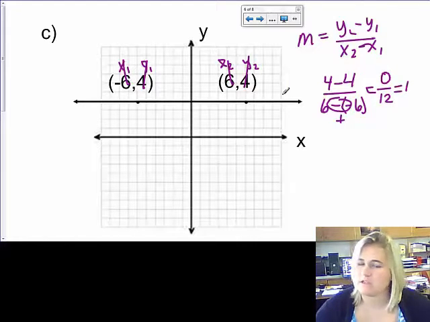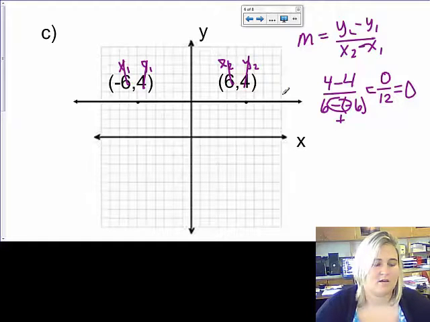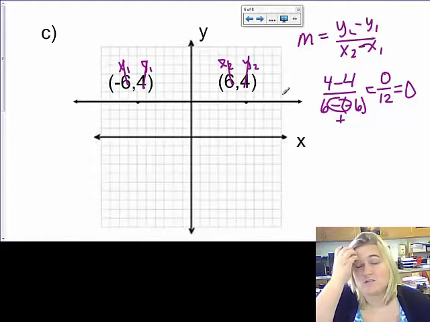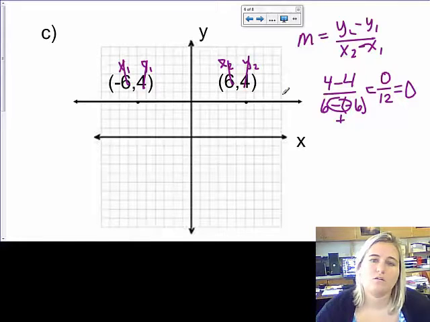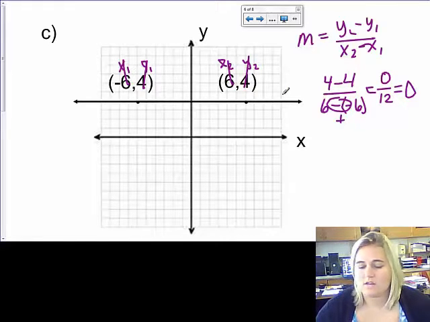You can see, looking at this horizontal line, it doesn't rise or fall. It stays the same the whole time. So anytime we see a horizontal line, it is an understood slope of 0. Please, please, please put that in your notes. It's very important that you remember it. It'll save you lots of time.